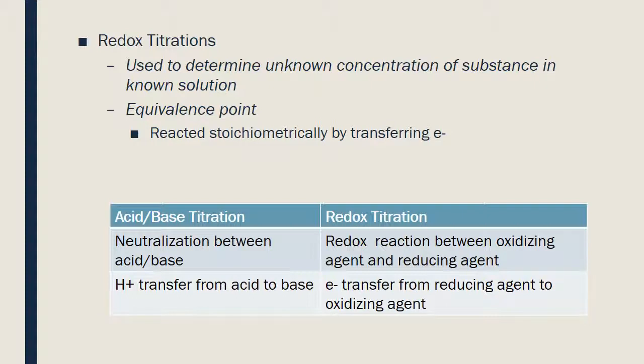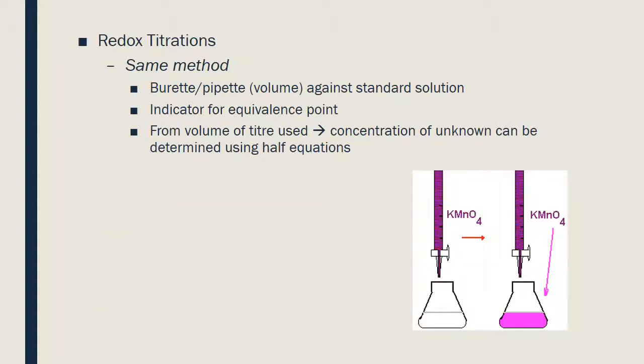In a redox reaction, an electron is being transferred from the reducing agent, therefore that guy's being oxidized, to an oxidizing agent who's being therefore reduced, who are gaining the electrons. Same method occurs in a redox titration as an acid-base titration.